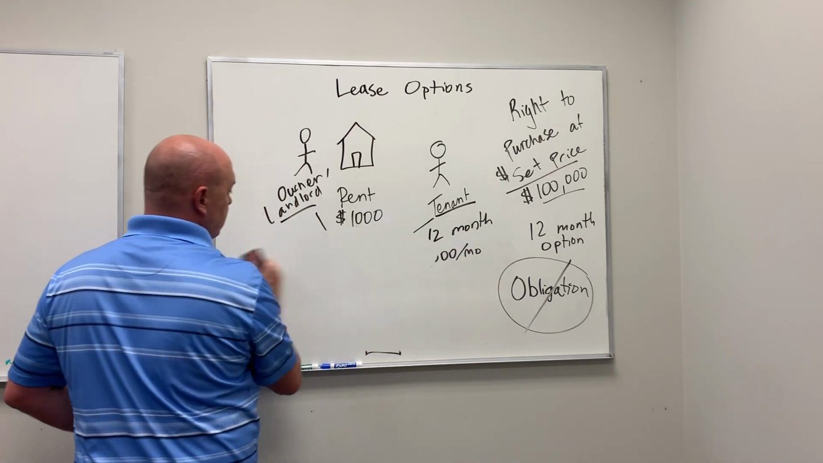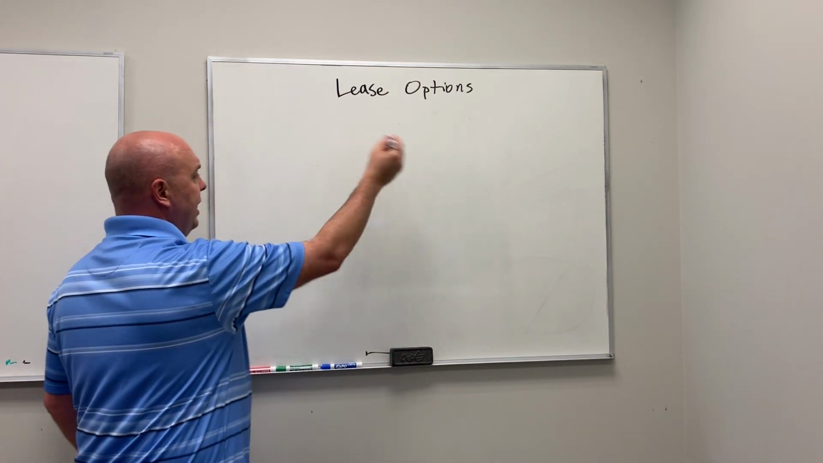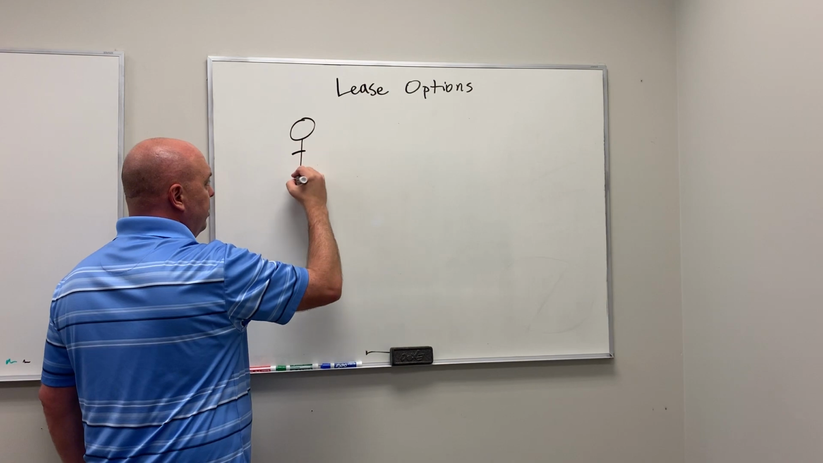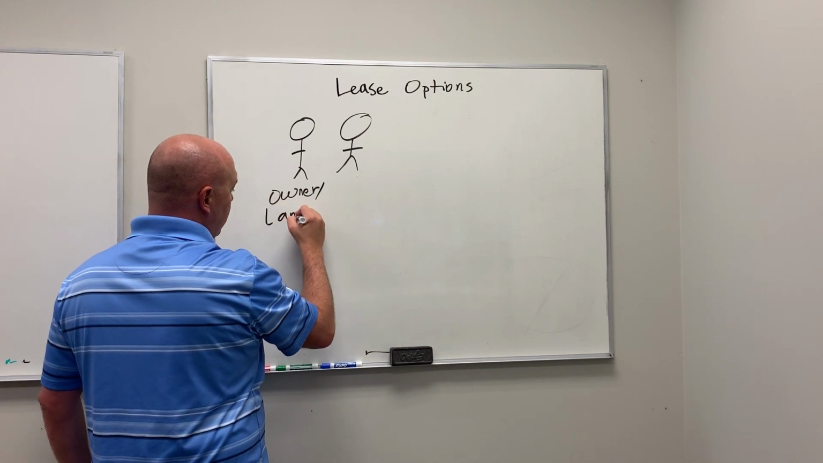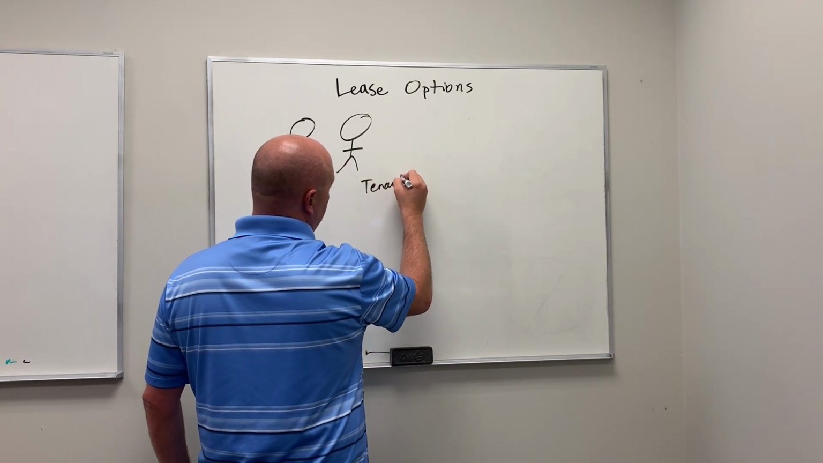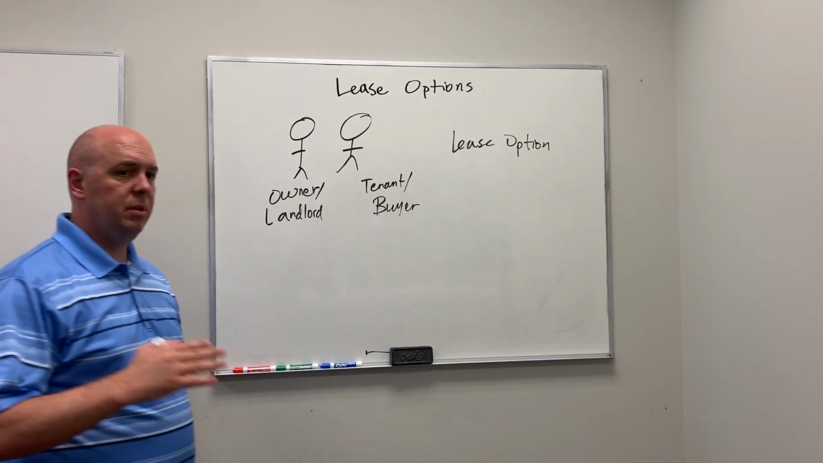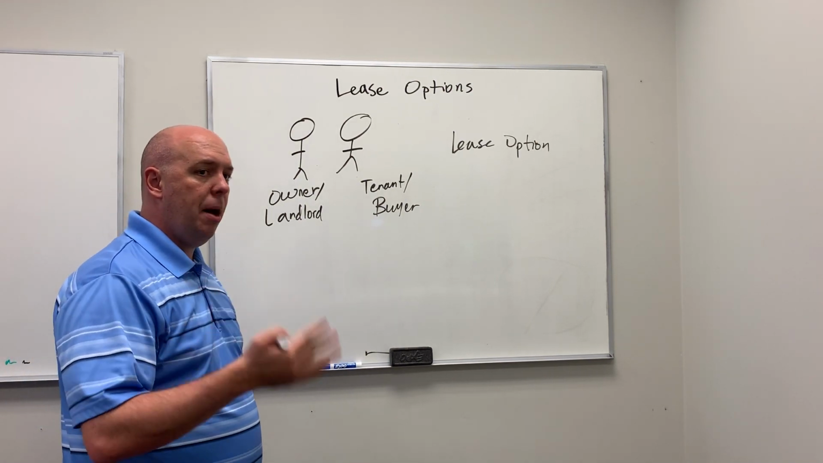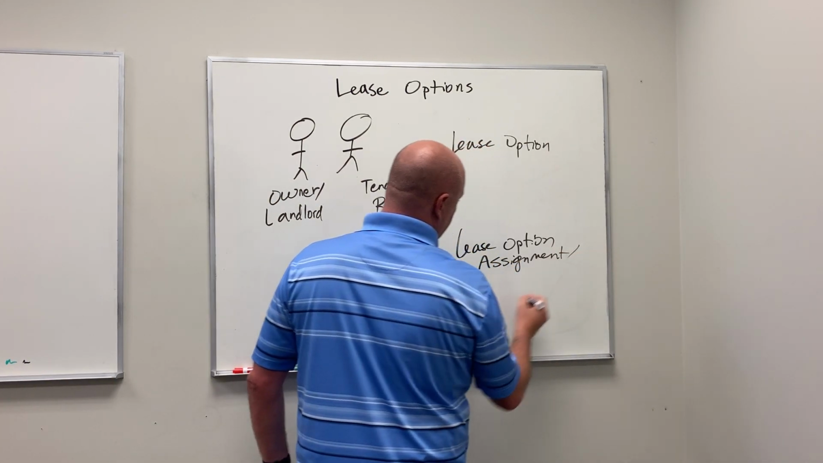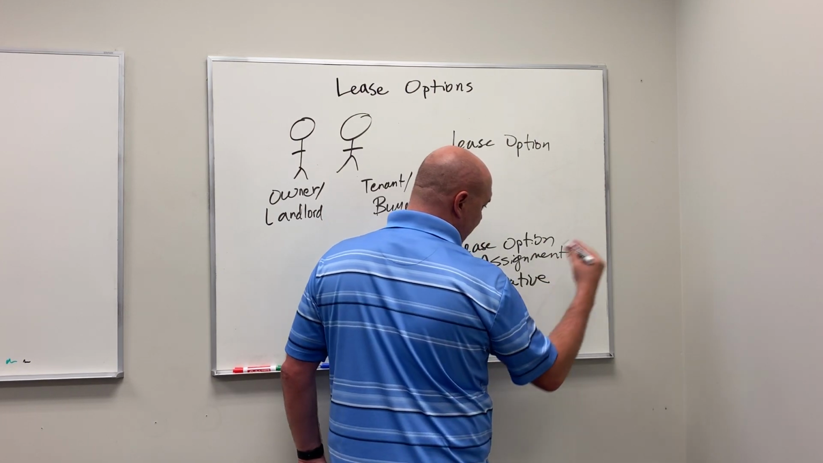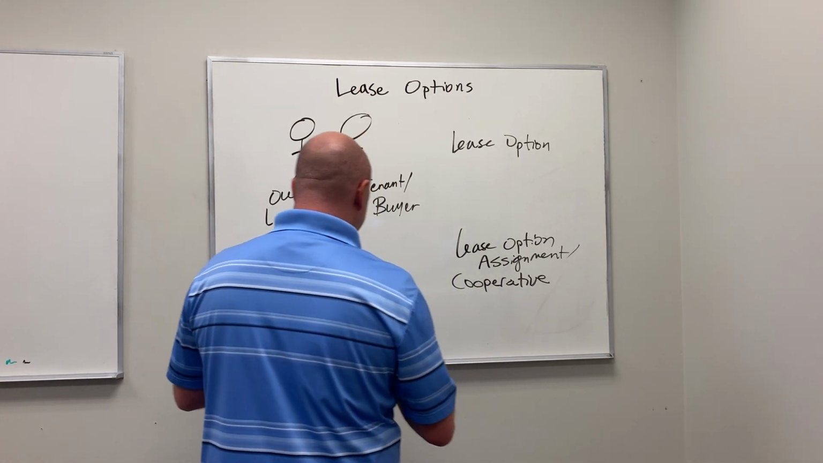There are a couple of different types of lease options I'm going to touch base on for a second. A lease option is just like that, where it's just two parties involved: a typical lease option is just between the owner slash landlord and the tenant slash buyer. Now we have something called a lease option assignment, also known as a cooperative lease option. A lot of times we call it cooperative because you're working in conjunction with the owner and the landlord.